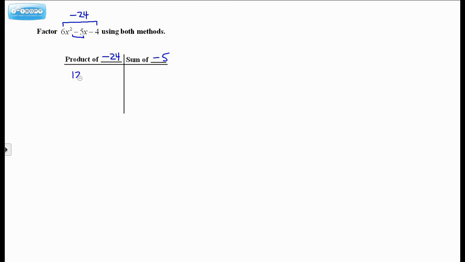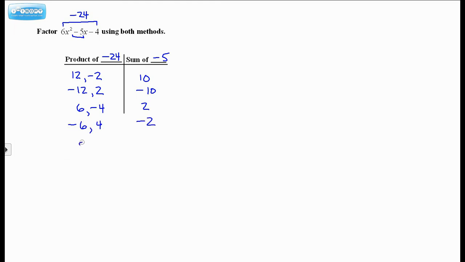Well, how about 12 times negative 2? If I add those together, I get 10. So that doesn't work. If I reverse the signs, remember, because the answer has to be negative, that just changes the sign of this. I want negative 5, so those numbers are no good. How about 6 and negative 4? Well, add those together, you get 2. Changing the signs, that's not really going to help us. So we just keep looking.